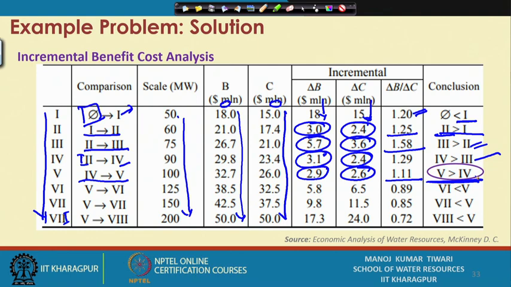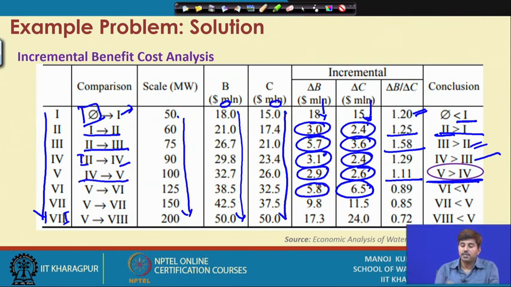We will compare the sixth one with 5, and here we see that for an additional investment of $6.5 million, we are getting benefits of $5.8 million. So, this additional investment is not justified because the investment is more and the return is less. That is why we are getting a benefit cost ratio less than 1. Alternative 5 is still better than alternative 6, and we will compare alternative 7 not with alternative 6, but with alternative 5, because we have dropped alternative 6.